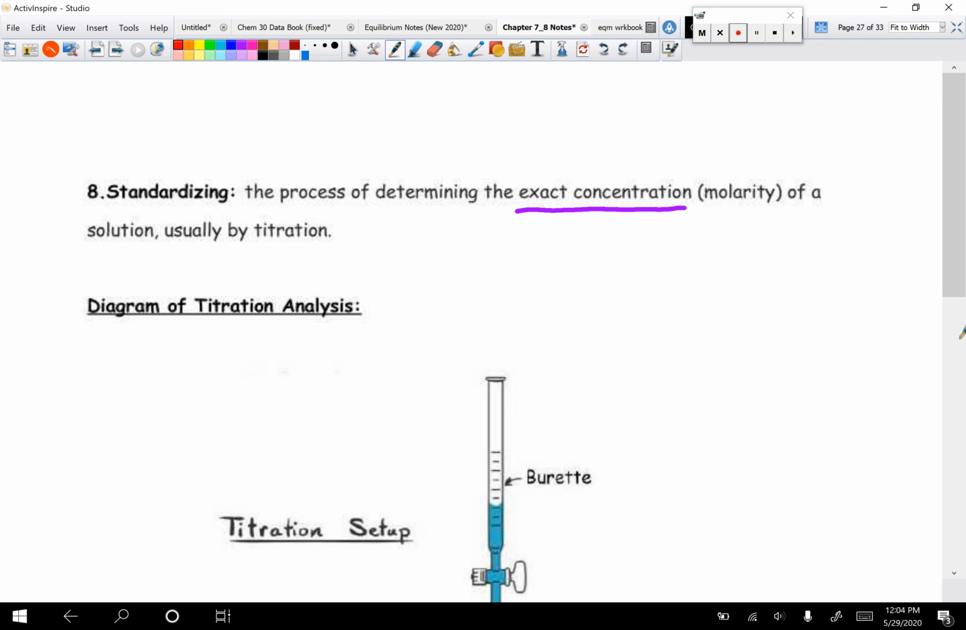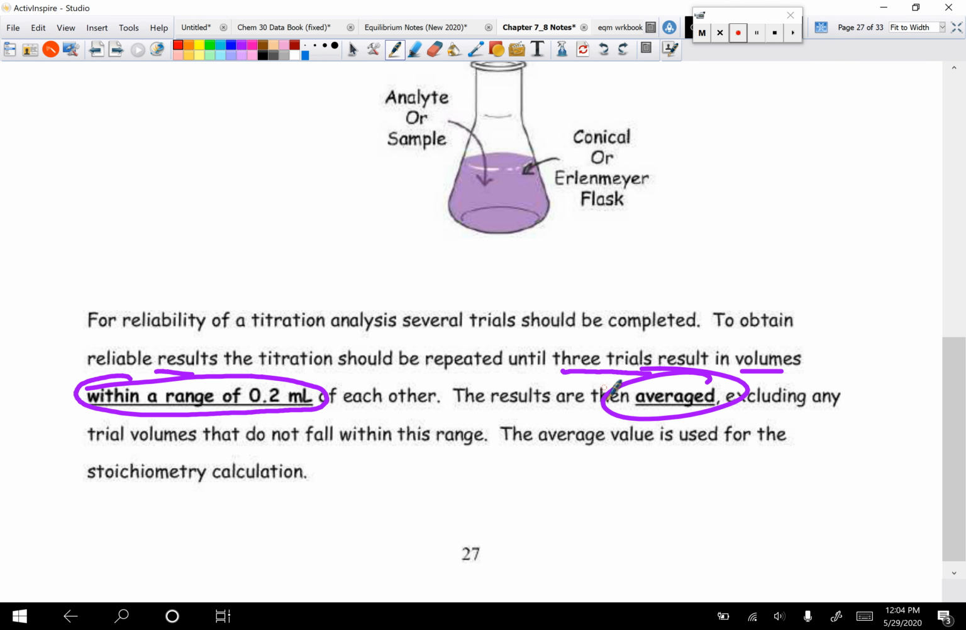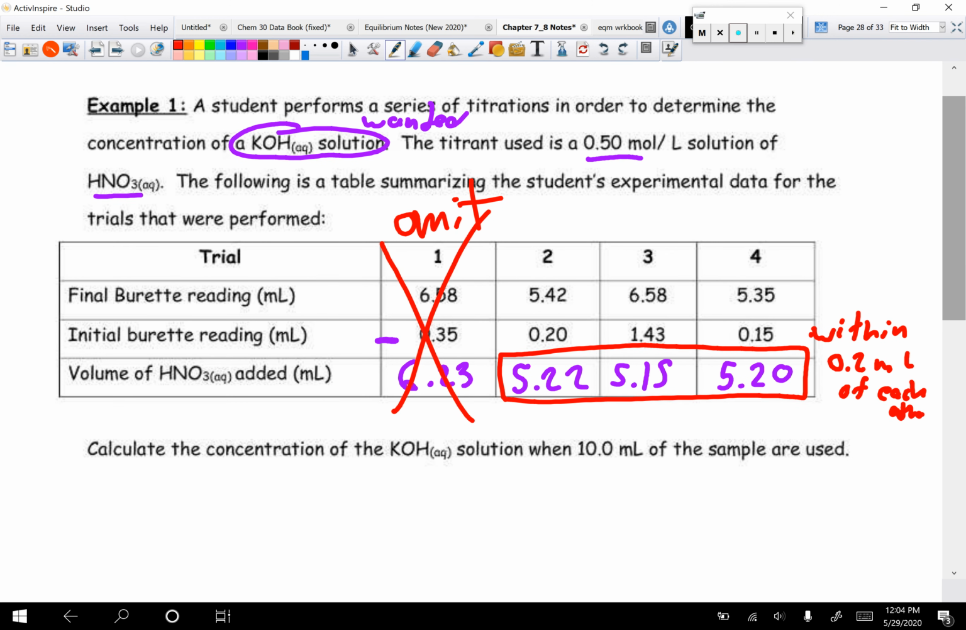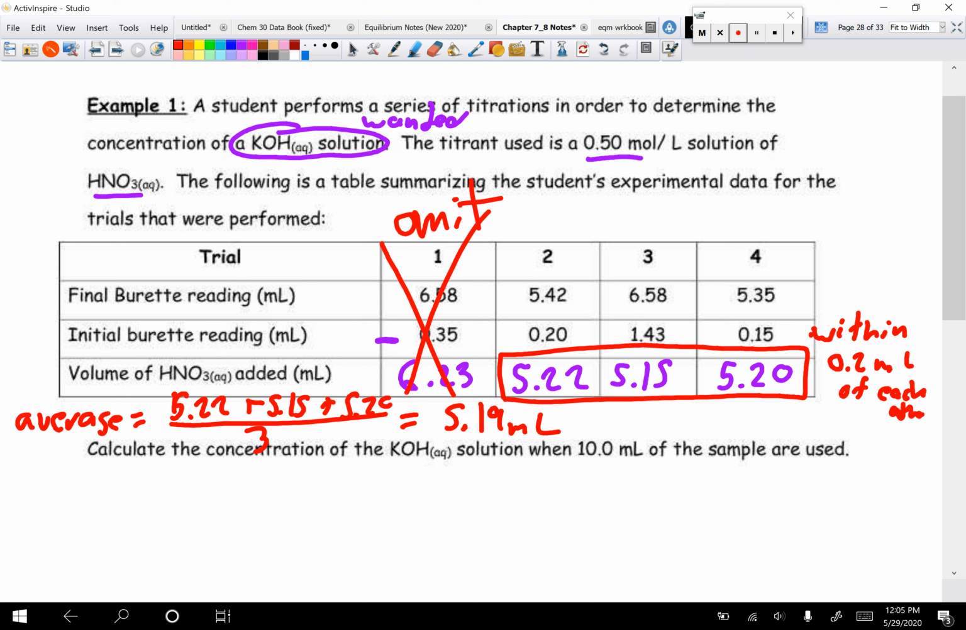Also, if you go back and read a little bit more, the 3 results that we choose are then averaged to get the average volume. So we are going to get the average for these. And remember, this is for nitric acid. In order to get the volume, you just add them up and divide by 3. So we have 5.22 plus 5.15 plus 5.20, all over 3, and we get the average of 5.19 milliliters.